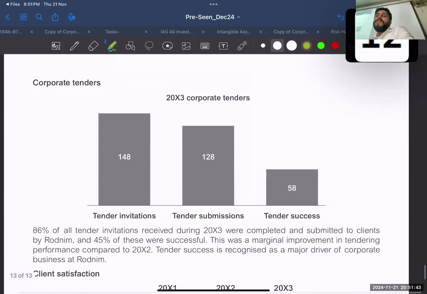Okay, so corporate tenders. Tender invitations sent is 148, tender submissions is 128, and tender success is 58. So can you please let me know the tender success rate with respect to tender submission and tender invitation? Just leave the tender invitation. Calculate it from the perspective of tender submission and tender success. 58 divided by 128 is how much percent? 45%. So 45% is my tender success ratio. It's a very good ratio.